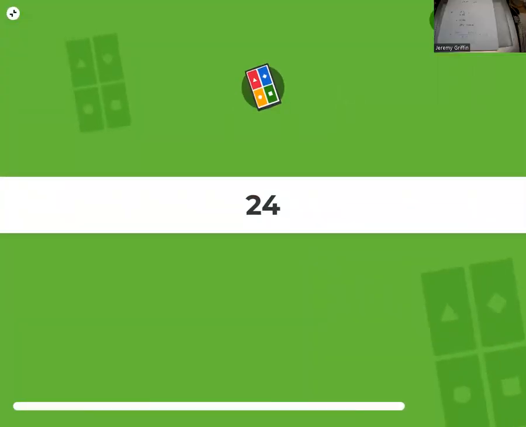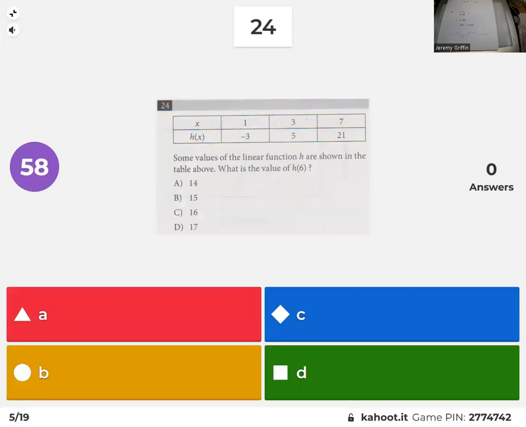Number 24. X and h of x. Now, these are values of a linear function. It means they lie on a straight line. What is the value of h of 6?